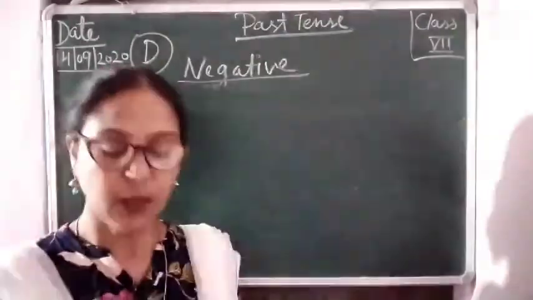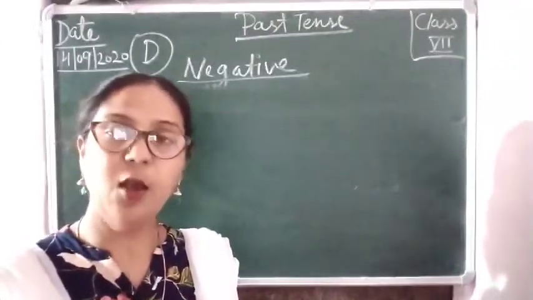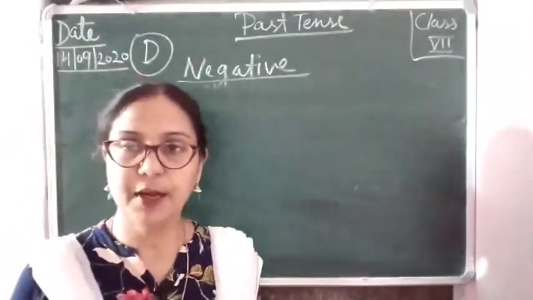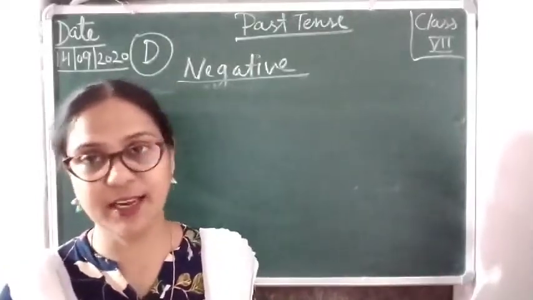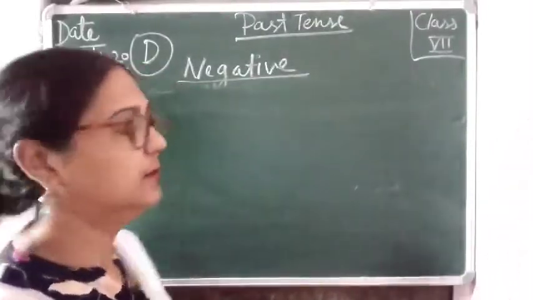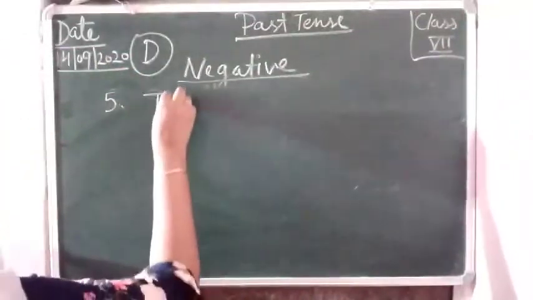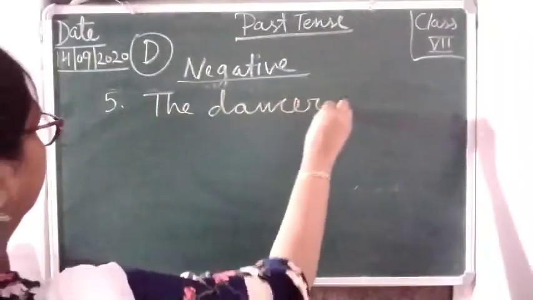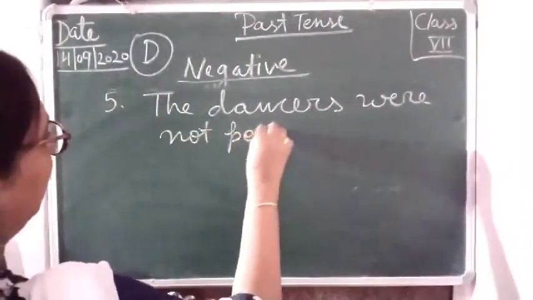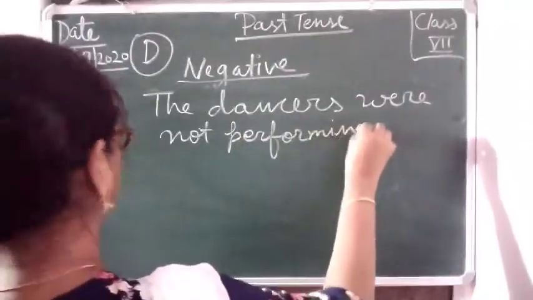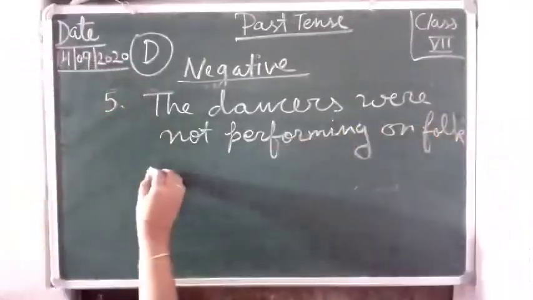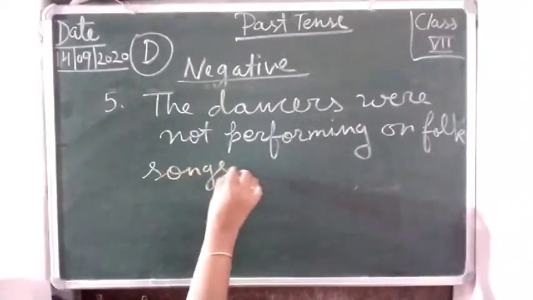This is number 5. Fifth is: The dancers were performing folk songs. So now we are going to do this in negative. This is past continuous tense. So that is why we are going to write in negative form of past continuous tense. So fifth is: The dancers were not performing folk songs. So this is negative.